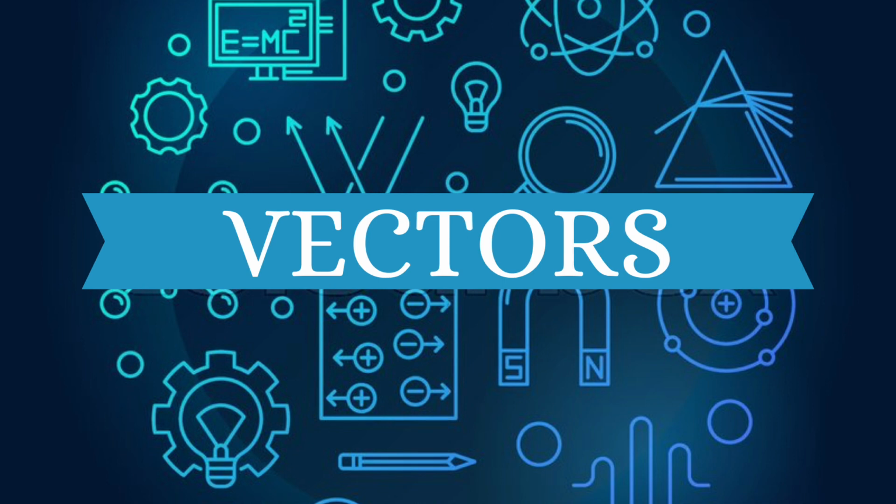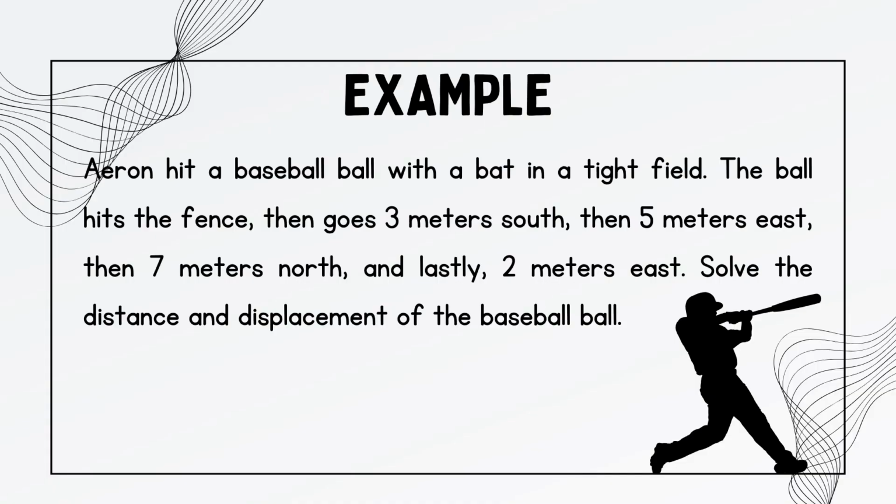Vectors are quantities that are fully described by both a magnitude and a direction. Let's now solve a problem involving vectors. Aaron hit a baseball with a bat in a tight field. The ball hit the fence, then goes 3 meters south, then 5 meters east, then 7 meters north, and lastly 2 meters east. Solve the distance and displacement of the baseball.